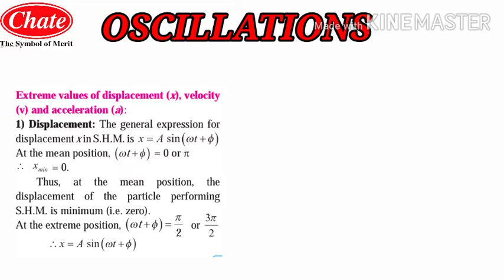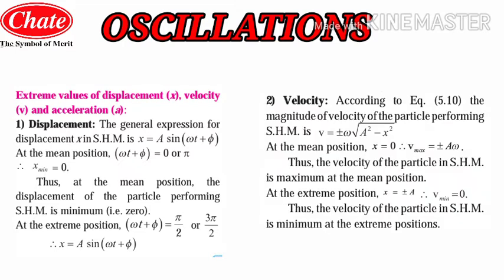After that, the second value we saw is of the velocity. The equation for the velocity we generally use is v is equal to plus minus omega into square root of a square minus x square. This is the basic equation that we use to calculate the velocity of the particle performing linear SHM. But there are two cases that we have to consider.